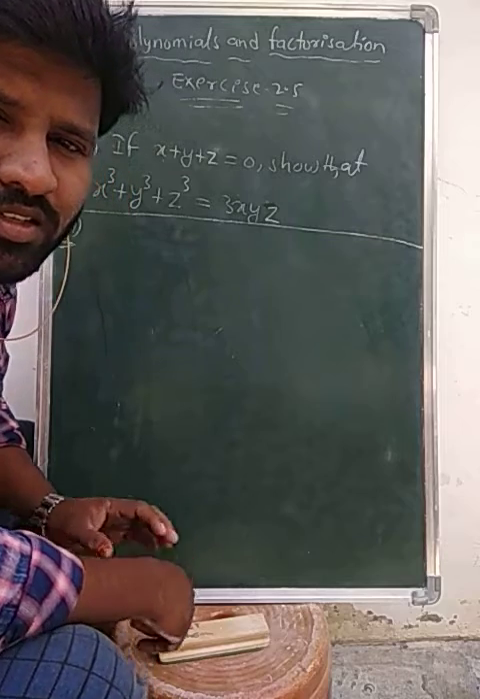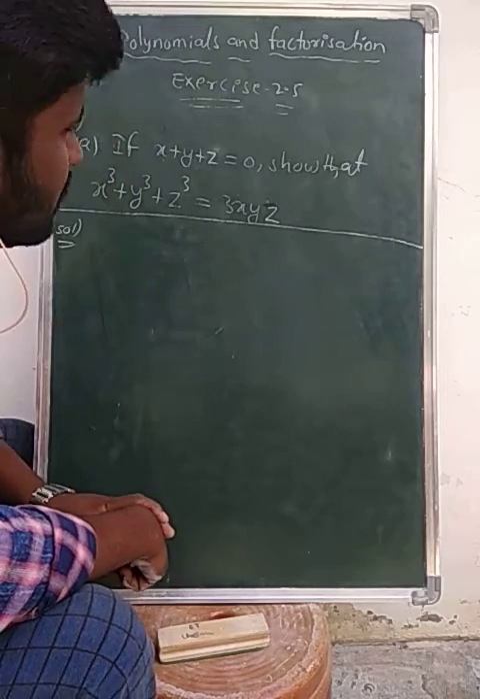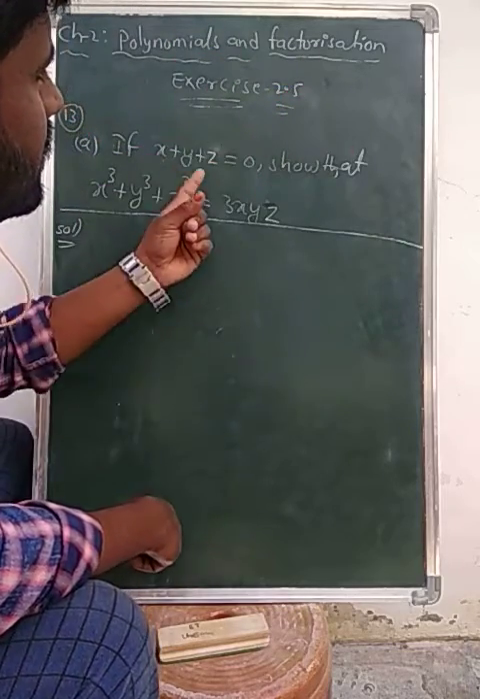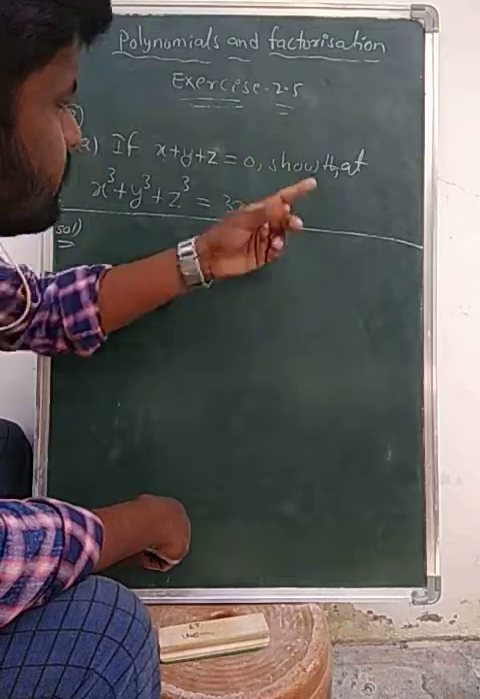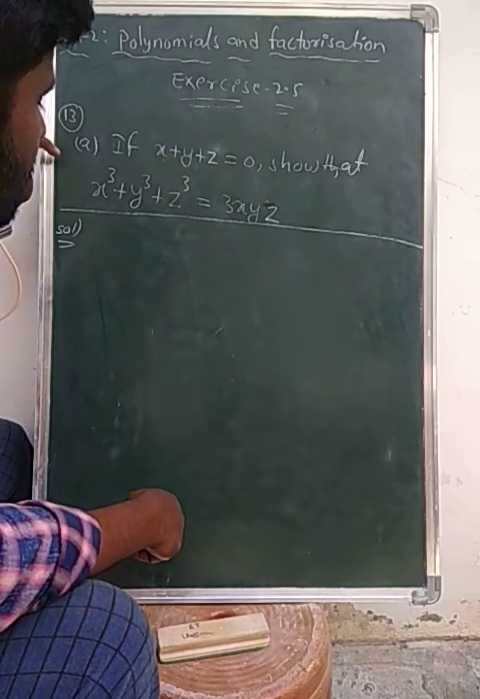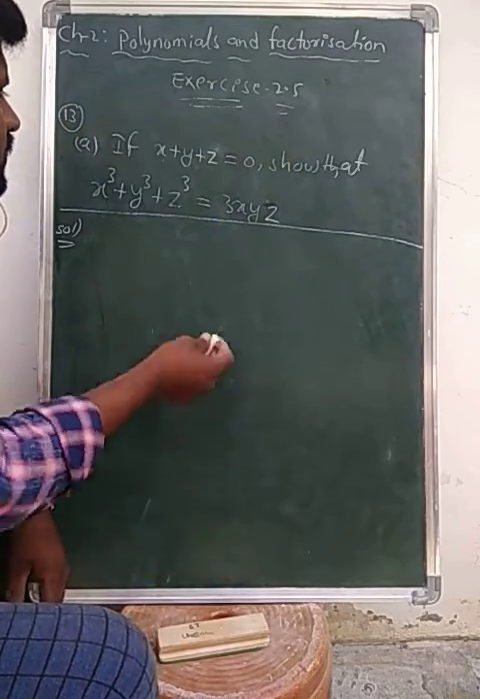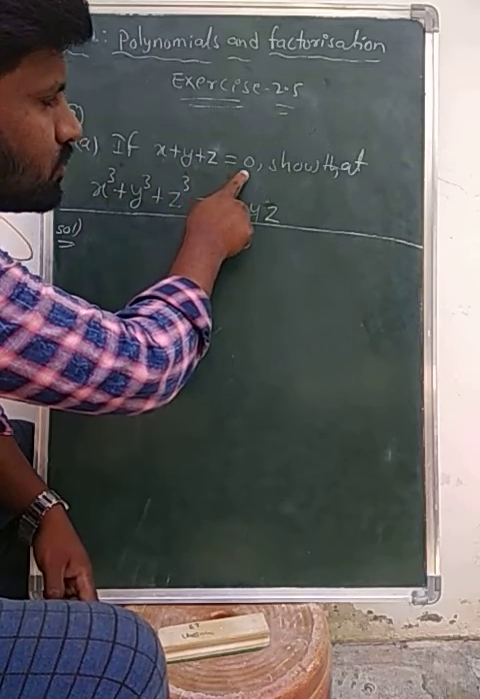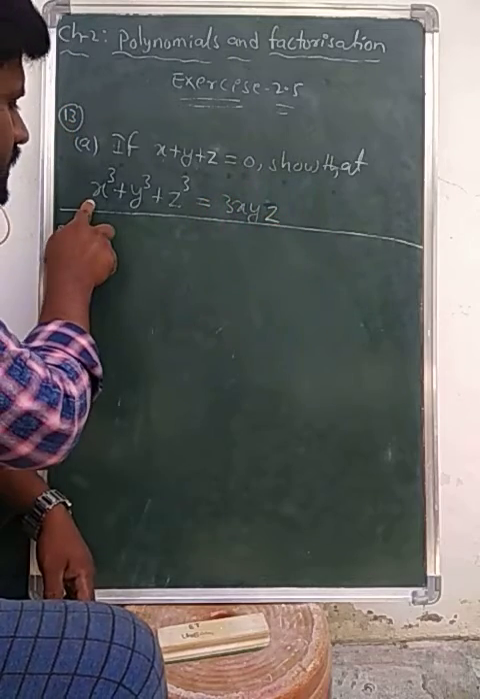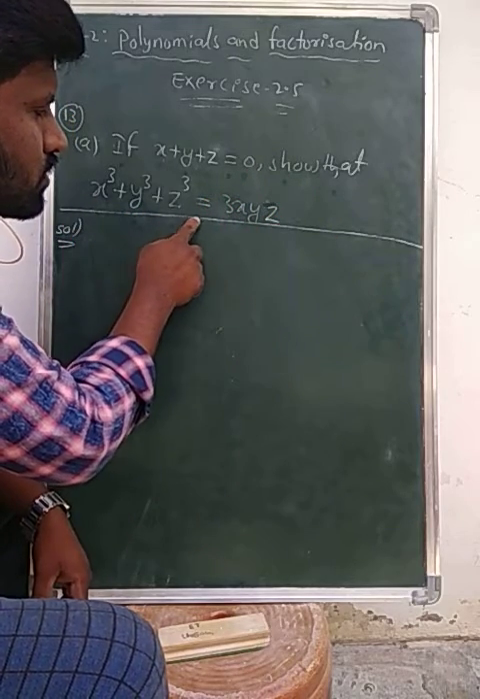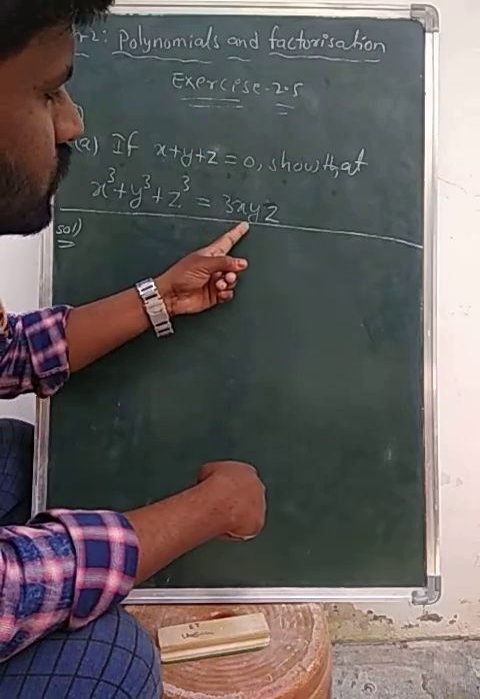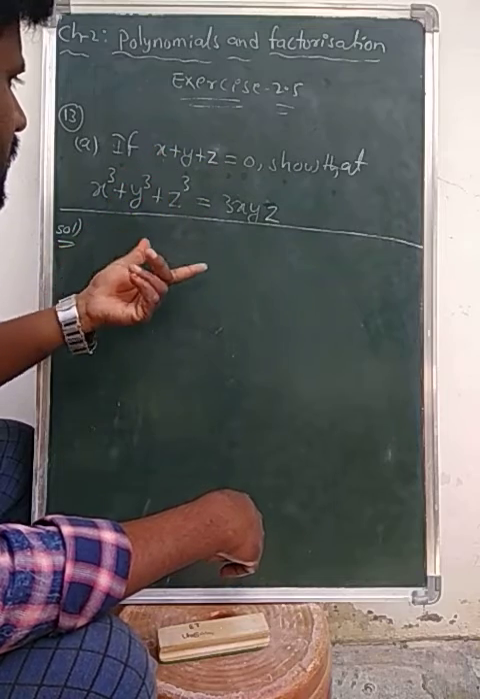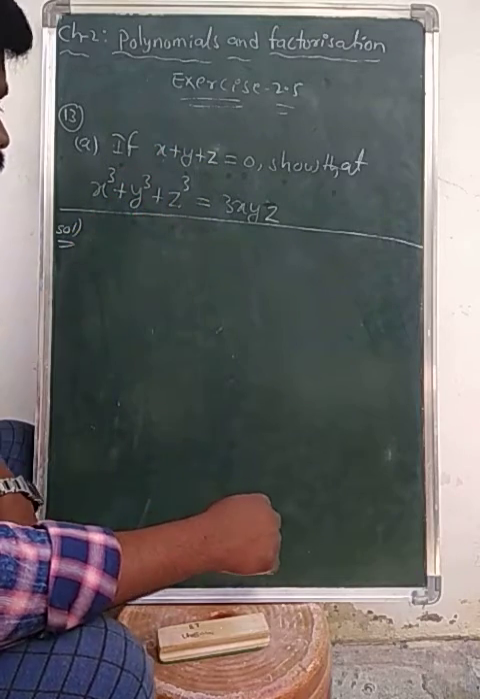Good afternoon, students. Today we are going to discuss chapter 2, polynomials and factorization. In exercise 2.5, question number 13, the question is given: if x plus y plus z is equal to 0, show that x cube plus y cube plus z cube is equal to 3xyz. Okay, by using this data, I just want to show it like this.